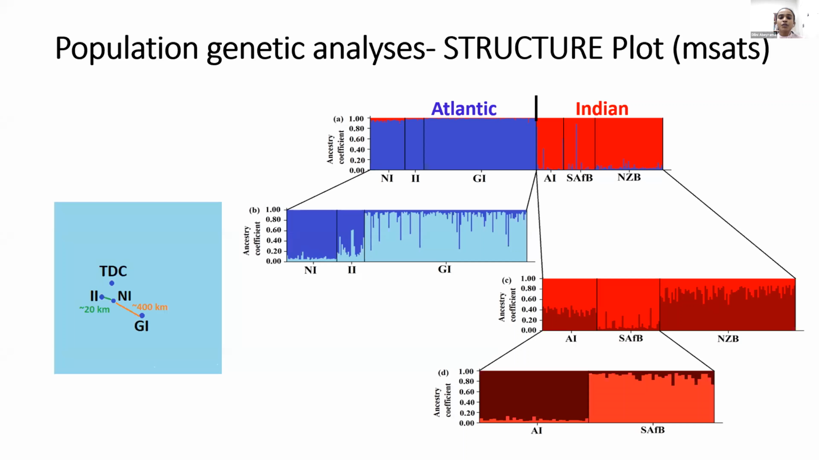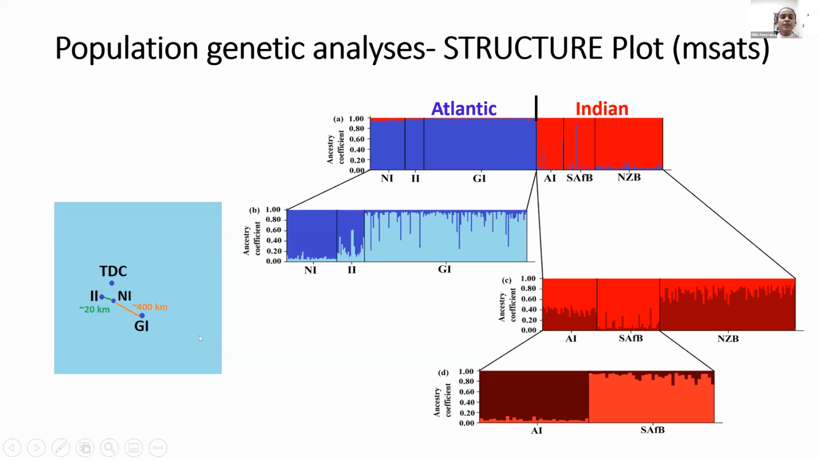Then we wanted to look into population differentiation within species. Therefore, we analyzed the microsatellite data separately for the two species. So when we looked at only the Atlantic yellow-nosed albatrosses, we found two genetic clusters, clustering individuals from Nightingale and Inaccessible Islands together and separating the individuals from Gough Island.